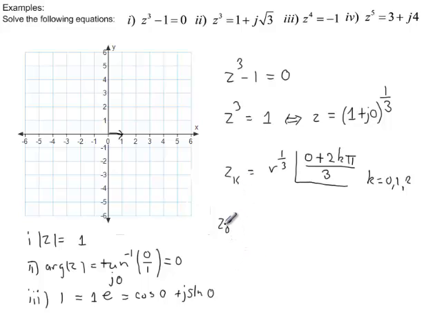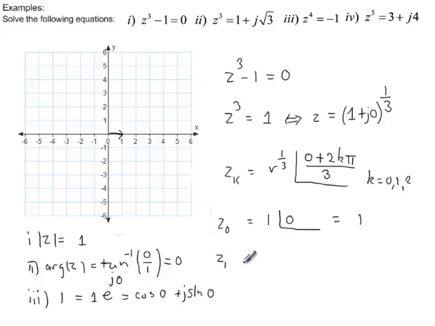So for k equals 0 we get z sub 0. Then we've got the cube root of 1, which is 1. Inside there we've got 0 for k and 0 there, 0 divided by 3 is 0. And this number is exactly number 1, according to what we've got here. That's exactly number 1.